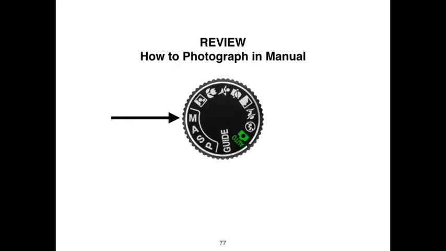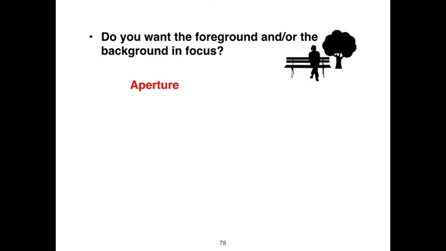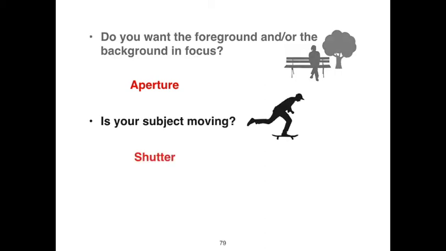Let's review what we have learned. When preparing to take the photo, ask yourself what needs to be in focus in front of and behind the subject. This will determine your aperture. Ask yourself whether you want to capture the subject's motion or just show it moving, and then adjust the shutter speed for the result you want.